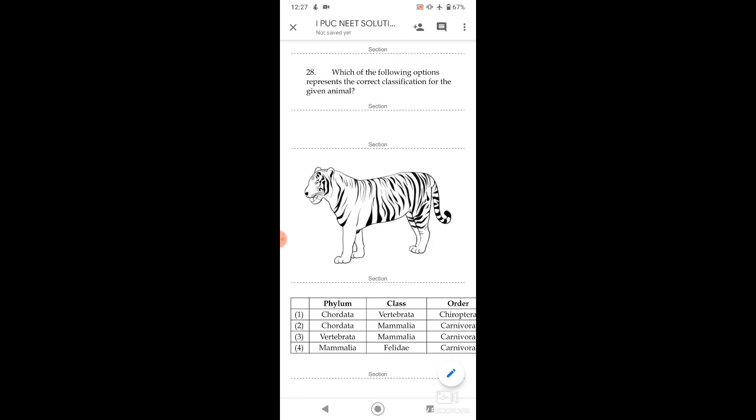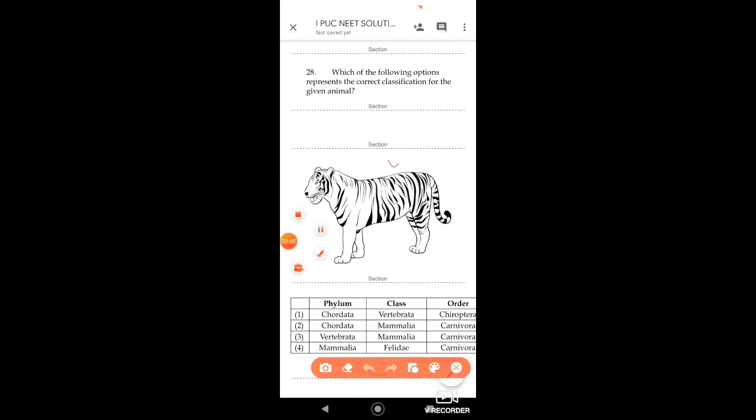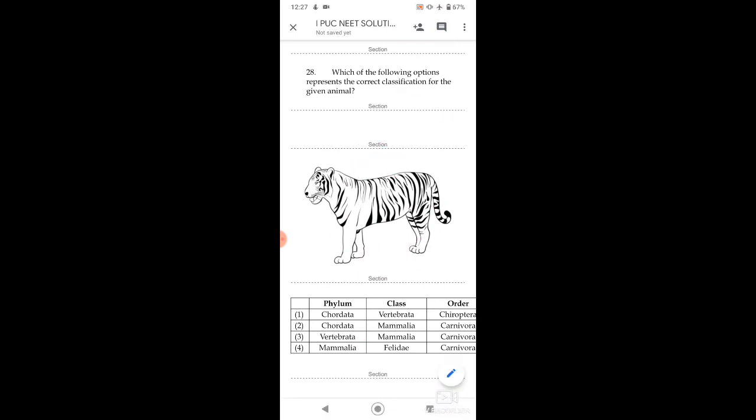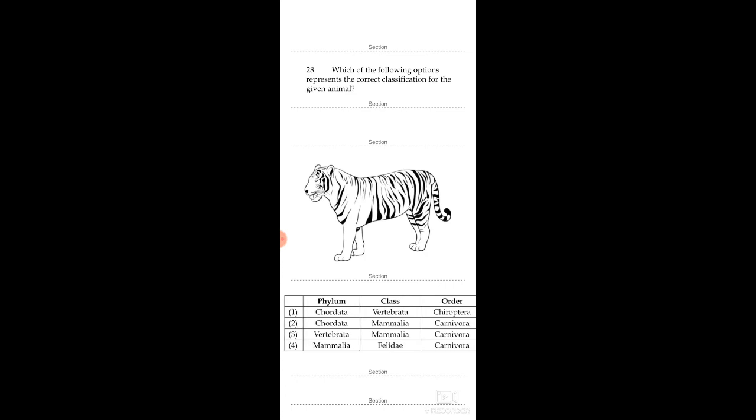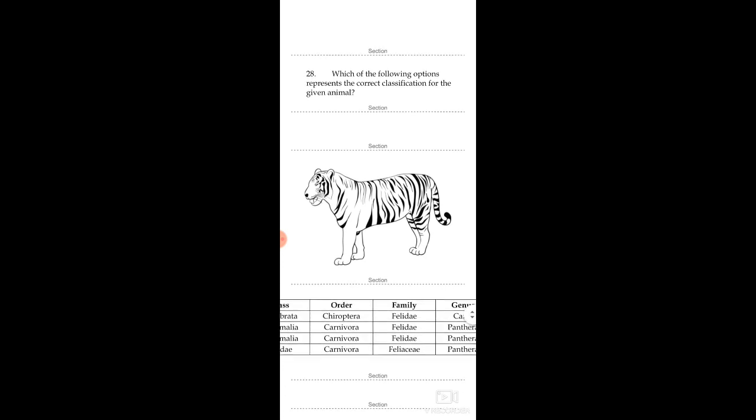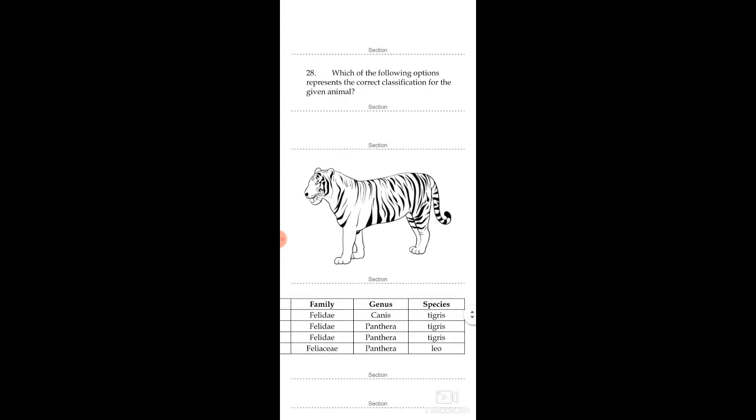Which of the following options represents the correct classification of the given animal? So you all know this is a tiger, correct? So here we have to represent the proper classification hierarchy of this animal, from the given options. See, the options which have been given here are, Chordata, as if they have given as phylum, class, order, family, genus and species.